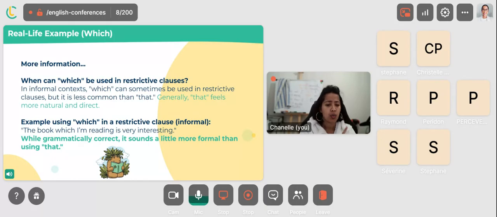The book which I am reading is very interesting. While grammatically correct, it sounds a little more formal than using that. The book that I am reading is very interesting.